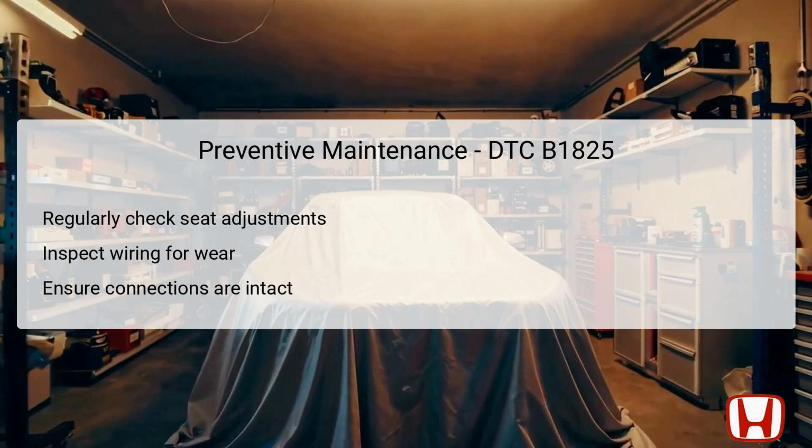This can include regularly checking that the seat adjustments function seamlessly without hesitation. Regular inspections of the associated wiring can also help identify any early signs of wear or damage, which may lead to future electrical faults. It's necessary to ensure that all connections remain intact and free from corrosion or other damage that could impair functionality. Implementing these preventive measures significantly reduces the risk of encountering issues associated with the seat adjustment systems, contributing positively to the overall driving experience.